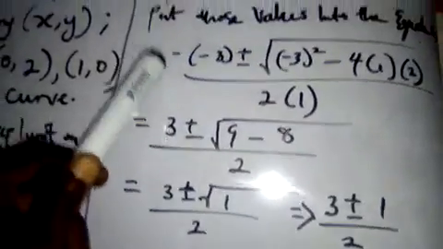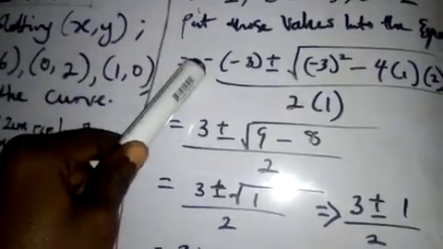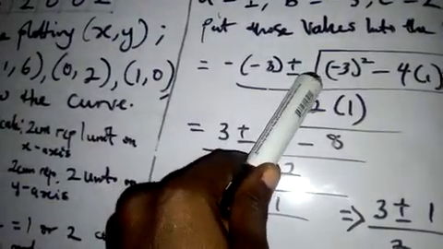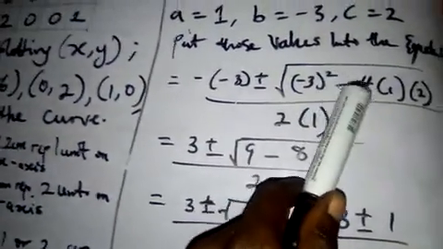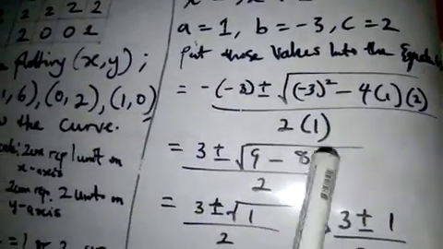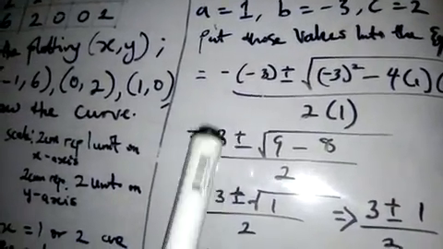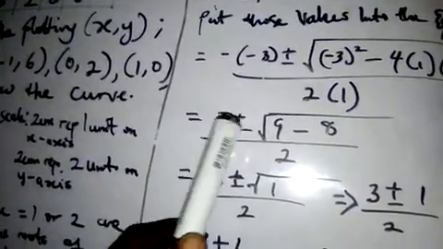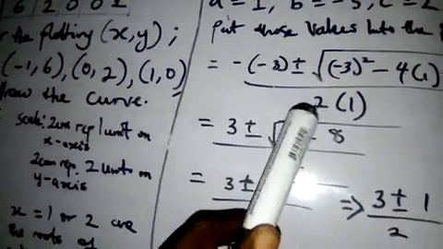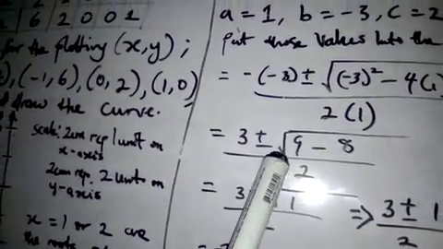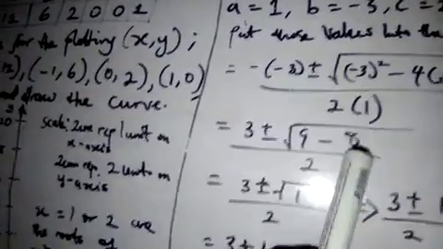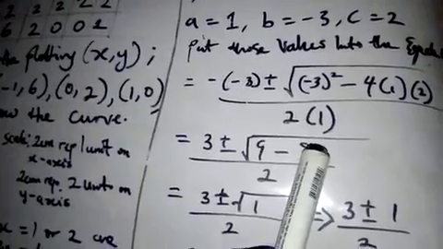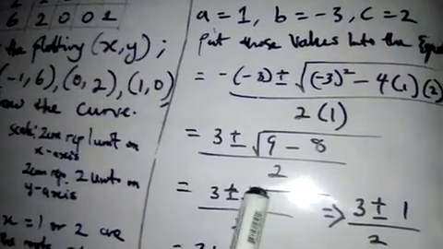This is minus, right? And the value of b is what? Minus 3. So we have minus minus 3, plus or minus root of minus 3 squared, minus 4 times 1 times 2, all over 2a. Then minus times minus 3 will give you plus 3. So you have 3 plus or minus root of minus 3 times minus 3, which gives positive 9, minus 4 times 1 times 2, which is 8, all over 2 times 1, which is 2.